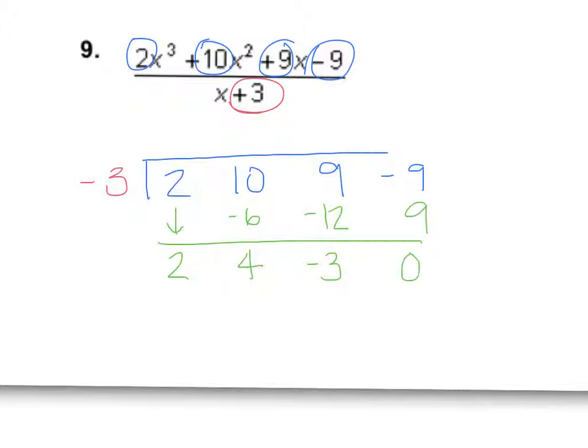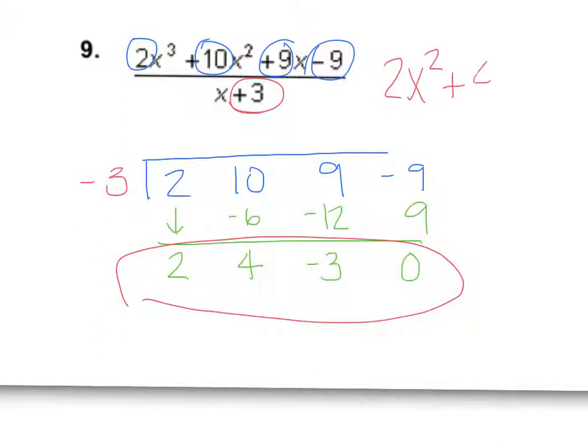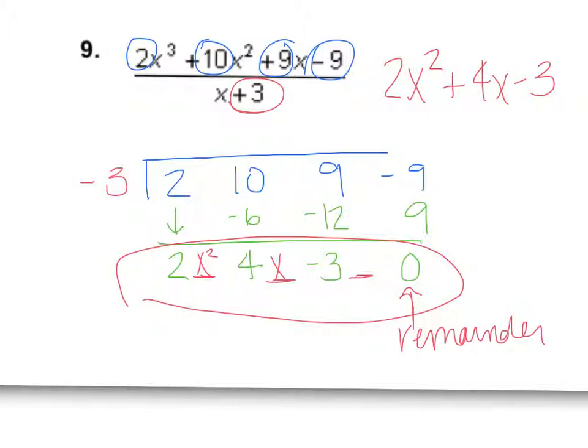So this says that when I divided 2x cubed plus 10x squared plus 9x minus 9 by x plus 3, I got an answer of 2x squared plus 4x minus 3. And that came from this bottom part down here. Remember, this is our remainder. Then we start with this term and we add nothing. This term we add x, and this term we add x squared. If there was another term, we would add x cubed.